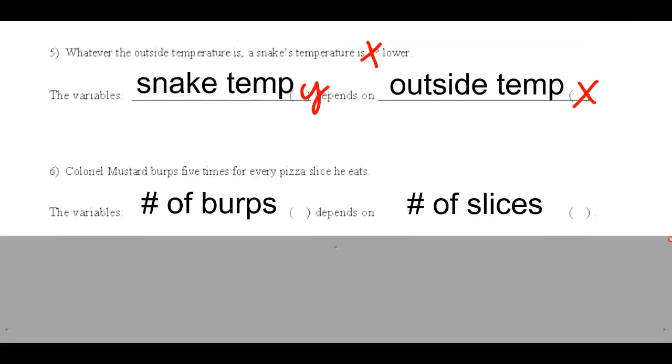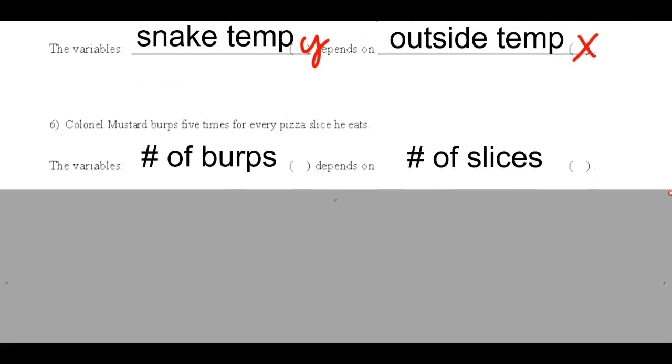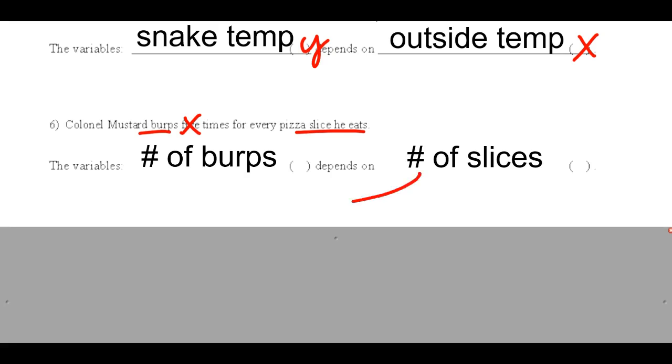Colonel Mustard burps 5 times for every pizza slice that he eats. I'm counting burps and I'm counting slices of pizza, not a number. The number of burps is going to depend on the number of slices. Or another way you could say that is the number of slices is going to determine how many burps he has. But when we say it this way, Y always depends on X. The number of slices is the thing he can control. The number of burps is the result or the outcome of that. Cool? So that's your video on independent and dependent variables.